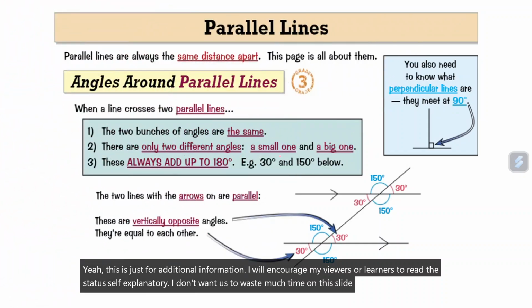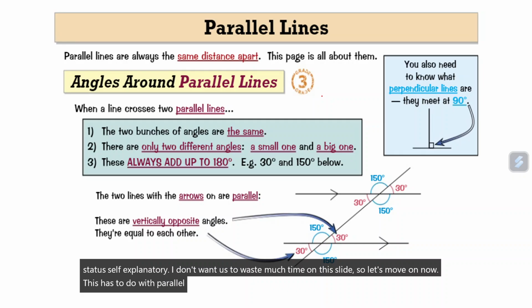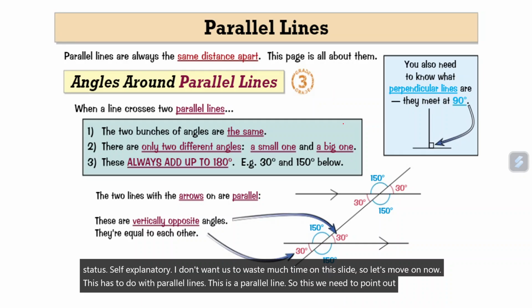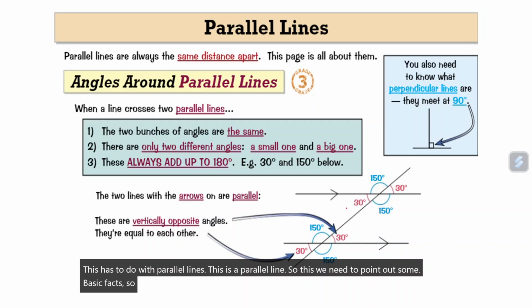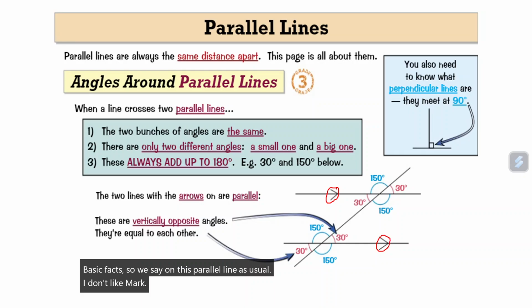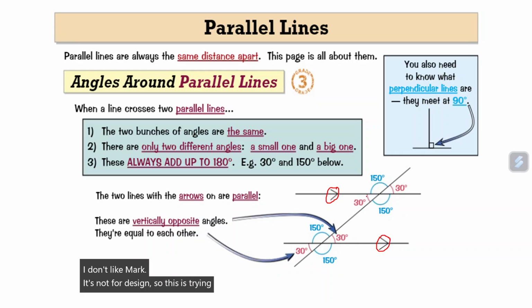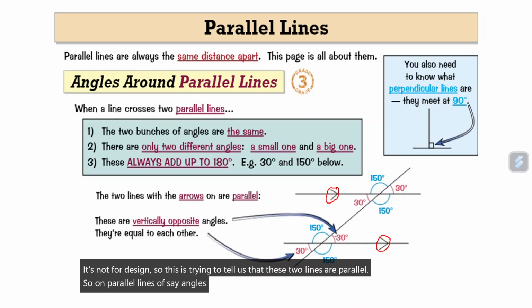So let's move on. Now this has to do with parallel lines. This is a parallel line, so we need to point out some basic facts. On this parallel line, as usual, this arrow-like mark is not for design. It is trying to tell us that these two lines are parallel. So on parallel lines, angles that are vertically opposite are the same.